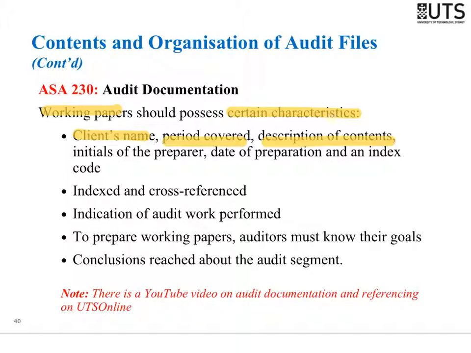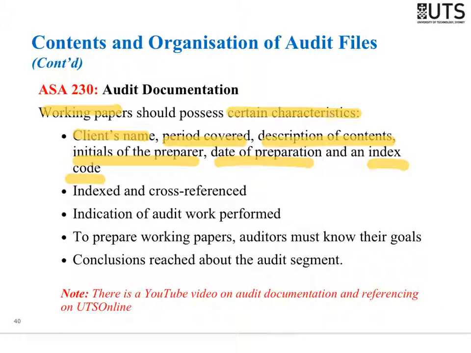The description of the content, what does that mean? Guys, the procedure in a detailed explanation: what is the test that is going to be conducted or has been conducted? Initials of the preparer. This is actually really important. When you look at a test, you need to know who did this. Usually on the working paper, in the top right-hand corner, you'll see the initials of the person who actually conducted the test, and the date at which they conducted the test.